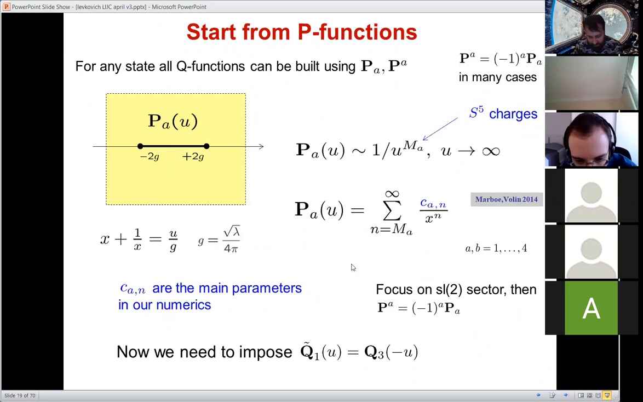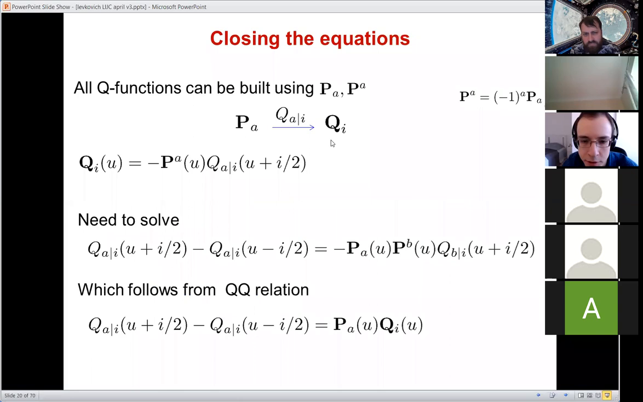So what we need to do now is these C's are going to be fixed from the conditions on Q's involving this tilde analytic continuation. So how do we impose it? We need to reconstruct Q somehow. The statement is all Q functions can be built in terms of this P. And for Q's, what it means is we need to construct an intermediate set of functions that are QAI with two indices, in the usual notation of the Q system. If we manage to do that, the Q's are given by a trivial formula, just the sum of P times QAI. So the way to fix them is to solve the following difference equation.